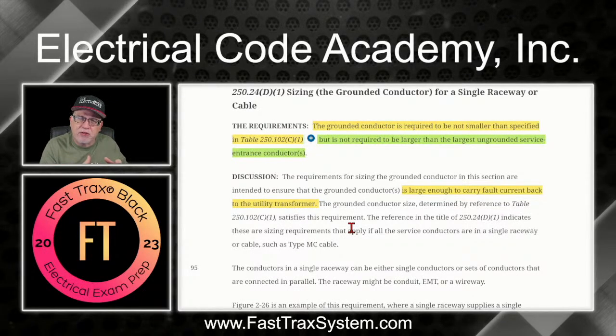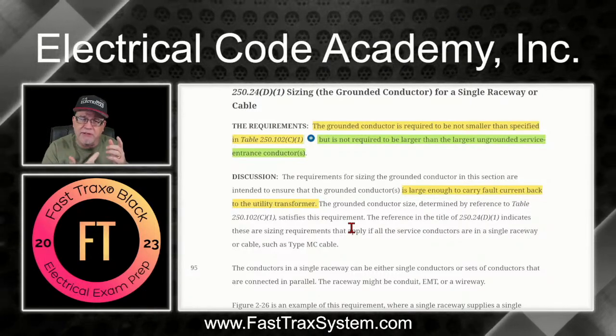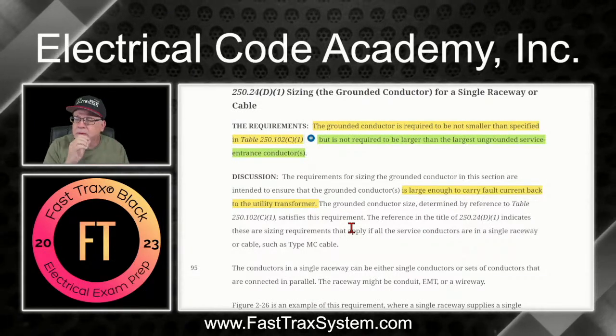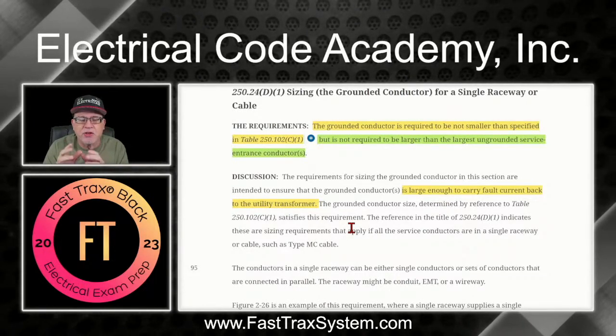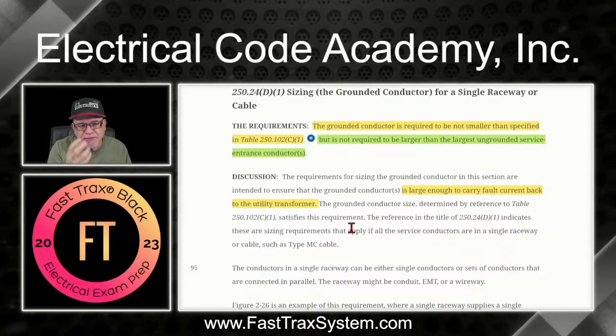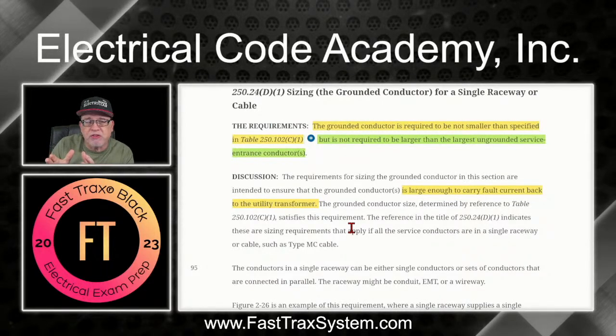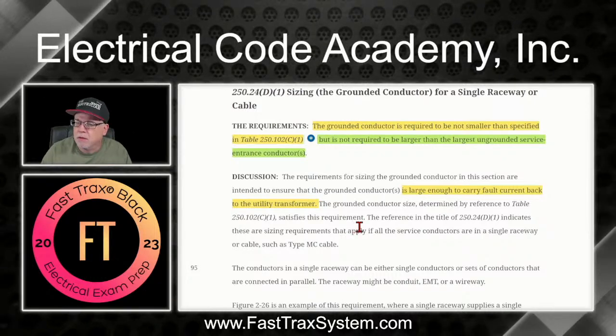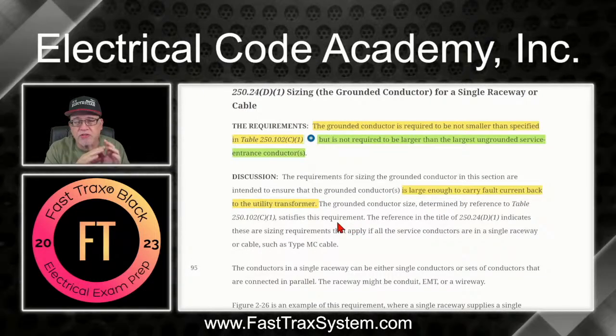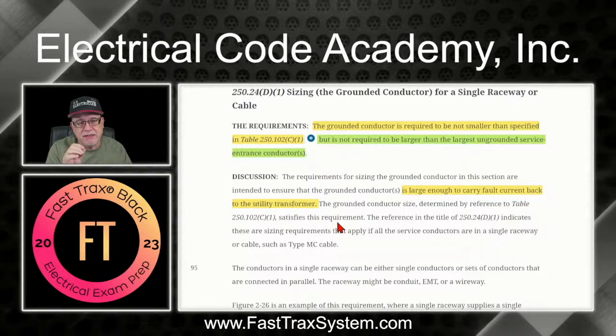Once it gets back to the main panel, that fault current still has to get back to the source in order to facilitate the operation of the overcurrent device through that main bonding jumper. So those grounded conductors have to be able to handle that fault current. So that's why we go to 250.102(C)(1) and pick it from that table, right? That's why we're doing that. Okay, I just wanted to make sure you understand the logic behind it.